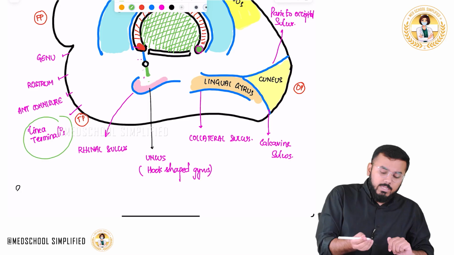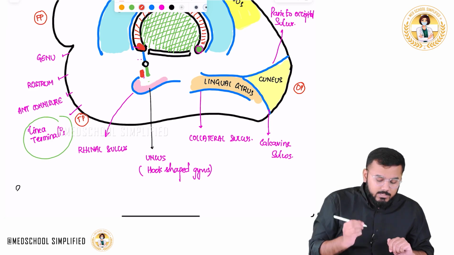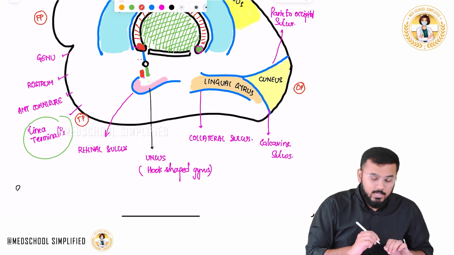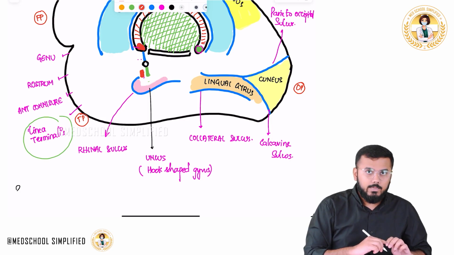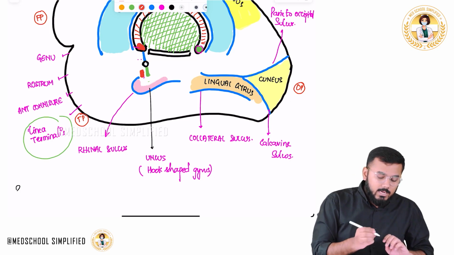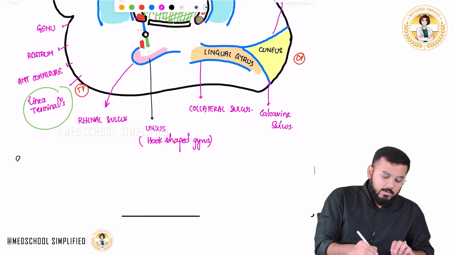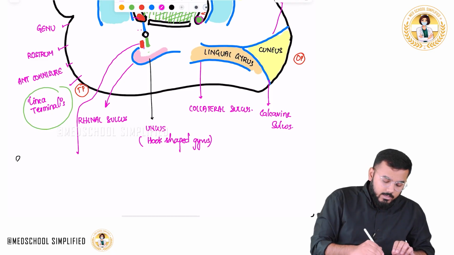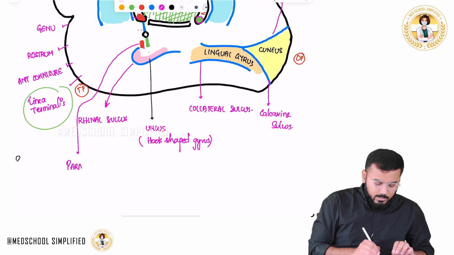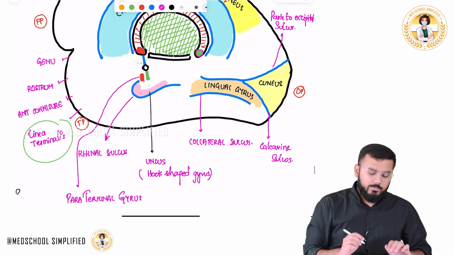Okay. Now in front of the linea terminalis, exactly here, you have got another piece of gyrus. This is called paraterminal gyrus. What is this green one? Green one is called linea terminalis. So near this terminalis, anything you have is paraterminal, right? So this particular gyrus over here is called your paraterminal gyrus. Okay. Now this is your paraterminal gyrus.